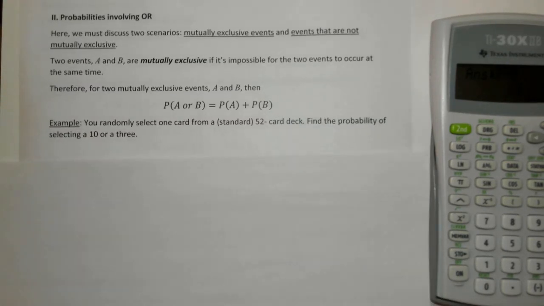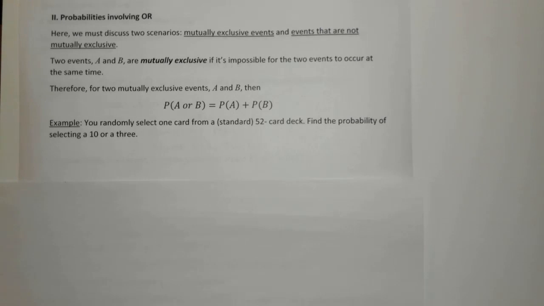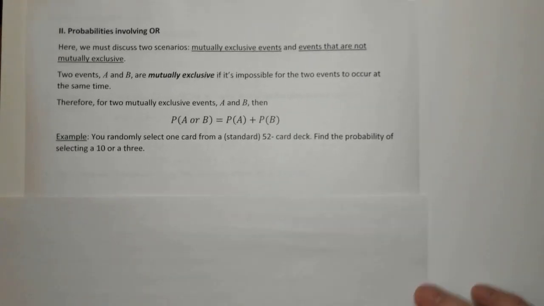All right, so let's look at probabilities involving OR. We have two situations here. Either the scenarios are mutually exclusive or they are not mutually exclusive. Okay? Mutually exclusive means they have no overlap. It is impossible for two things to occur at the same time. Some people don't like Venn diagrams. I don't like to get too much into it. Hopefully you understand the basics.